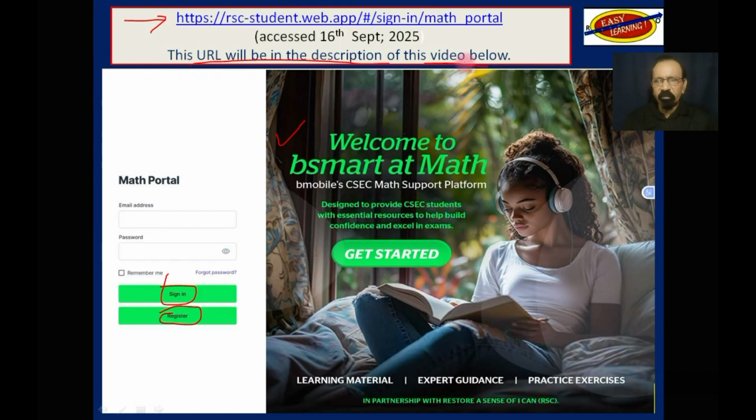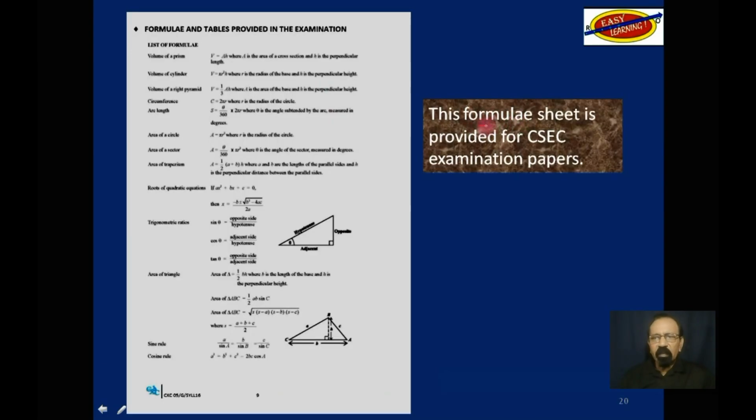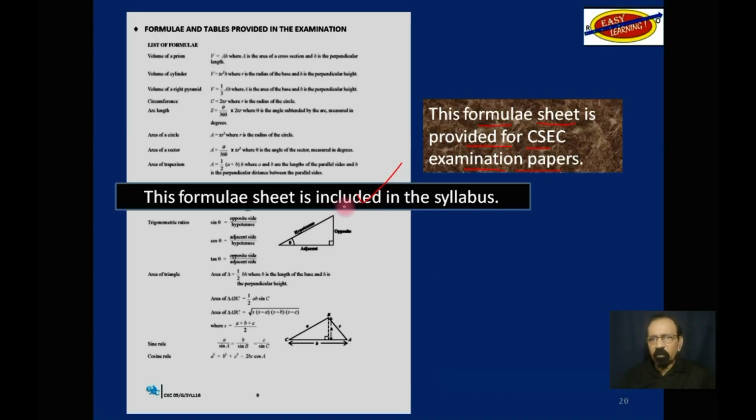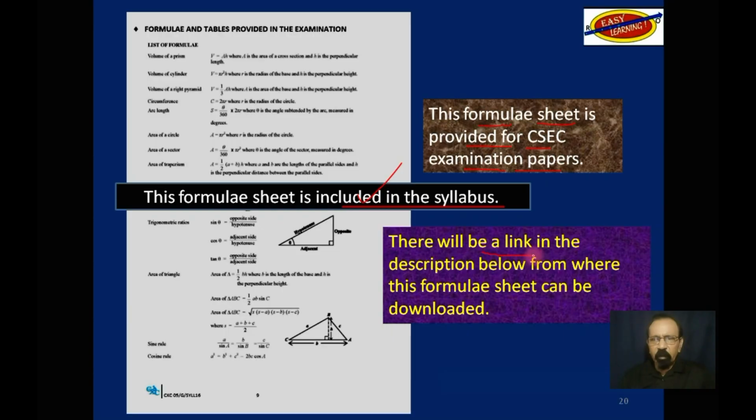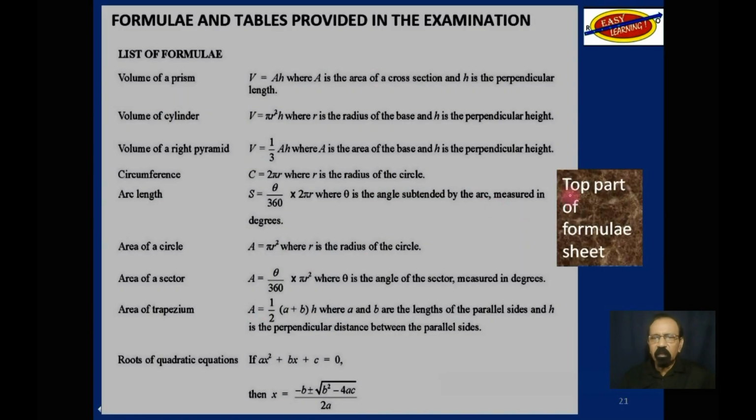Another reminder that this formula sheet that you see on the left is provided for the CSEC math examination papers. It is included in a full copy of the syllabus. Just in case you do not have a full copy of the syllabus, there will be a link in the description below from where this formula sheet can be downloaded. This is the top part of that formula sheet, so you could see it a little closer, a little better.